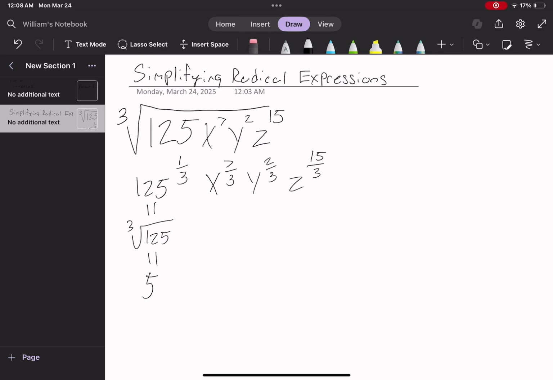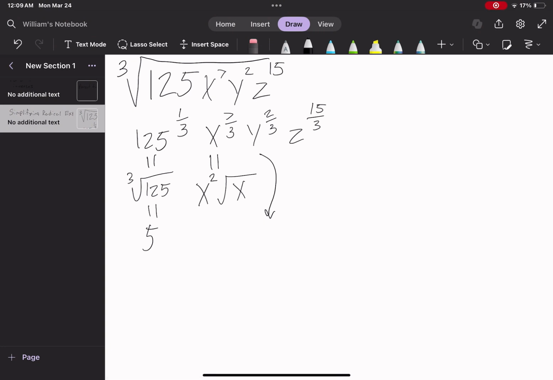So how many times does 3 go into 7? Well, it goes in twice, leaving a remainder of 1. So that'll look like x squared with x under a radical. How many times does 3 go into 2? Well, it doesn't. So it'll just be y squared under a radical, because we have a remainder of 2. And I'm sure the z is easy. How many times does 3 go into 15? Well, it goes in 5 times, leaving no remainder. So it'll just be z to the power of 5.